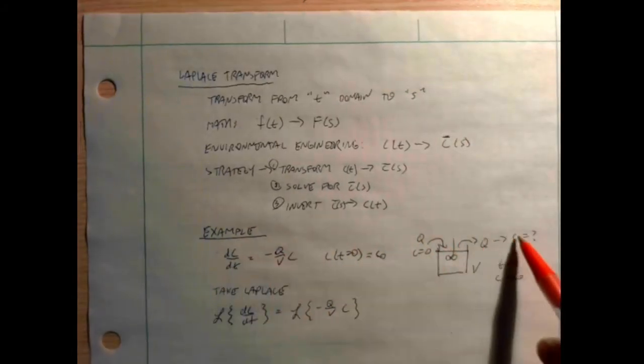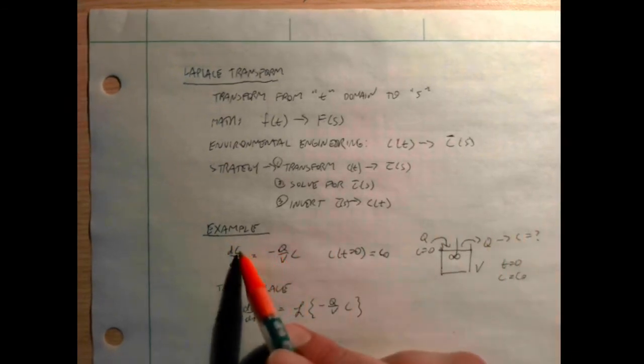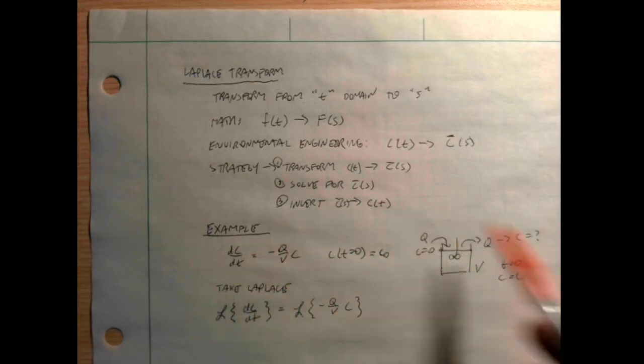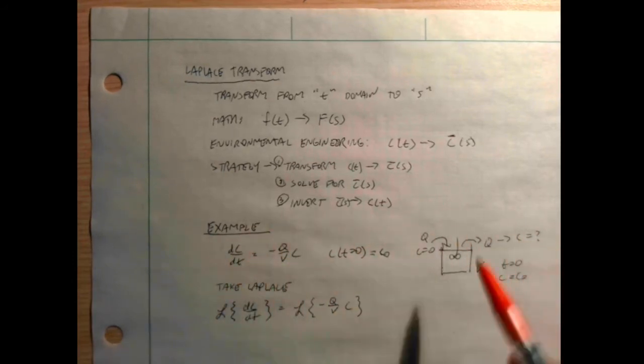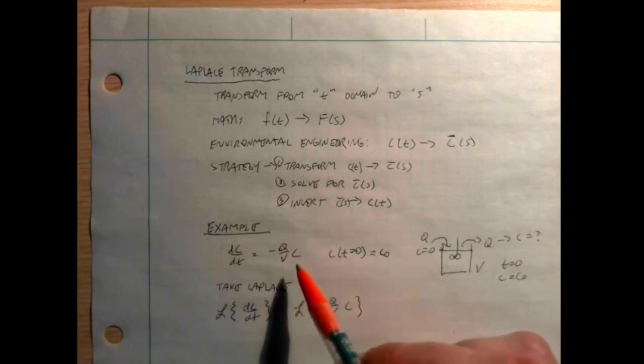We want to be able to predict the concentration out here. So c is our dependent variable. It's the thing we're trying to predict. t is the independent variable. We're trying to figure out what c is as a function of t. And then q and v are parameters, which means that they're constants.